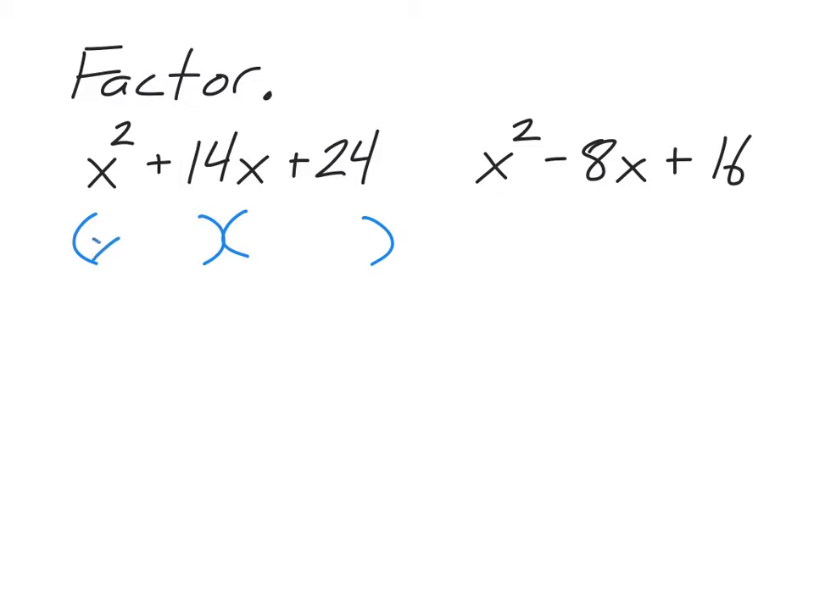And so each parenthesis starts with x, and then it's always just plus or minus some numbers there. The question is what those numbers are and how we get there. So what we saw in yesterday's work, we wanted to find out what two numbers add to the middle number and multiply to the last number. So in this case, adding to 14, multiplying to 24.